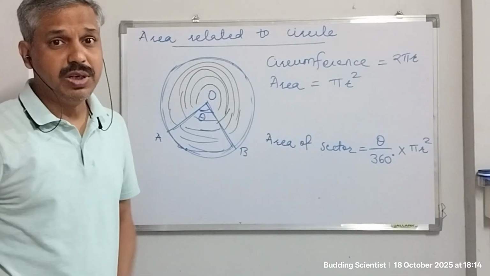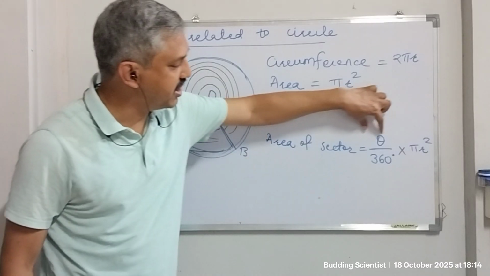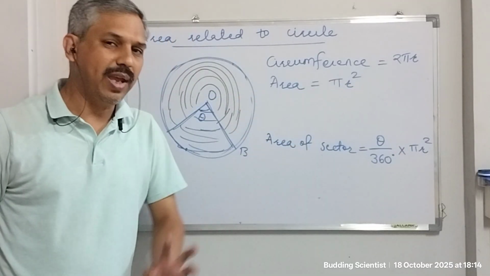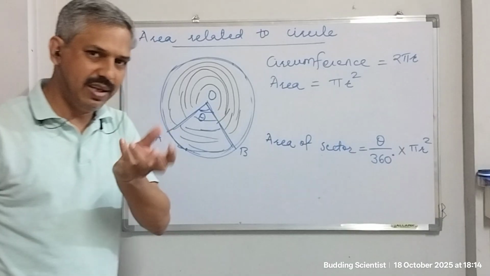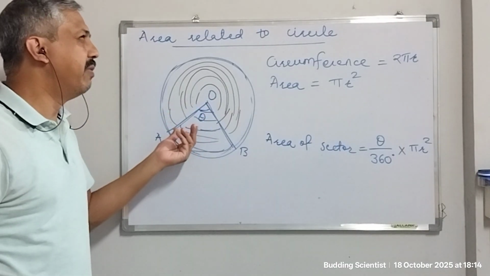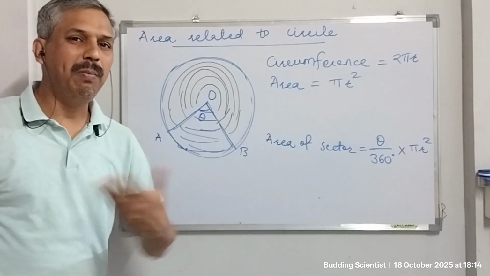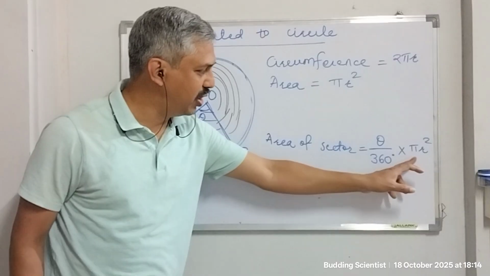Sometimes the students prefer the formula that area of major sector would be written with 360 minus theta. It is okay, but the value of theta you have to take should be less than 180 degree. But then why complicate things? Just theta upon 360 into pi r square.